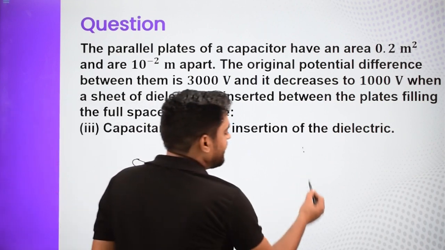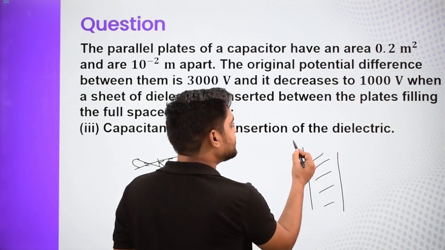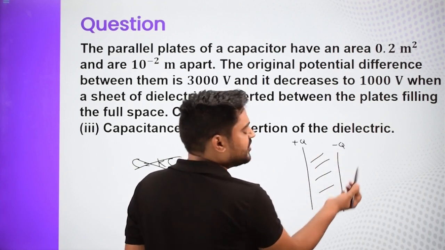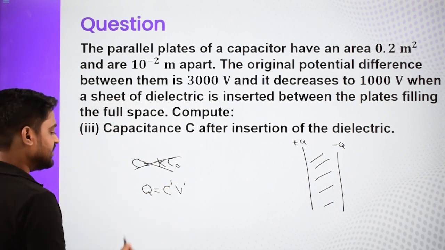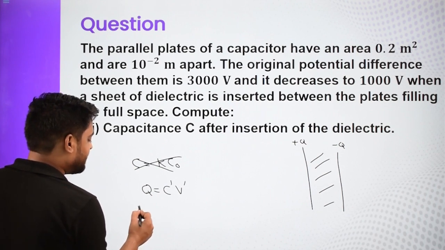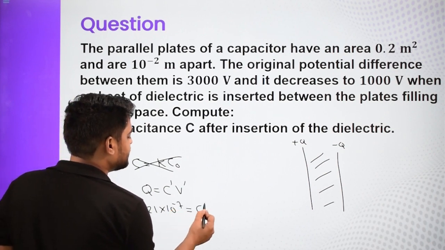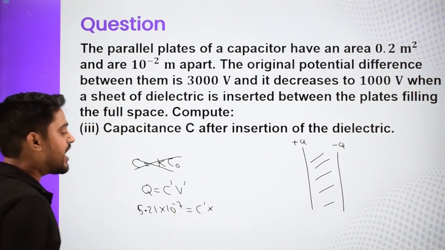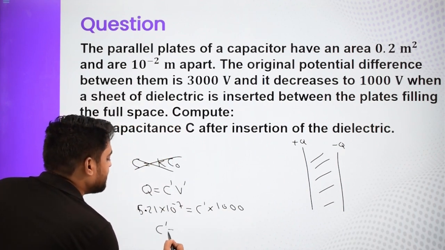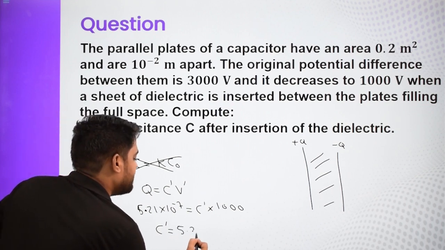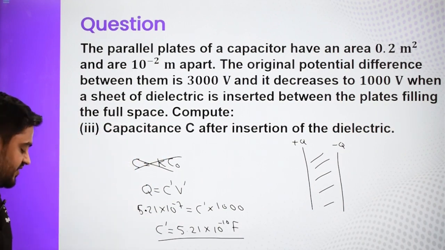But understand that when you have parallel plates and you insert a dielectric in between, the charge on each plate does not go anywhere. What changes is the capacitance and the voltage. So the charge still remains the same. So that will be 5.21 into 10 raised to power minus 7 is equal to C dash into V, which is nothing but 1000 volts, the new potential difference between the plates. And that gives me the new capacitance as 5.21 into 10 raised to power minus 10 farad. So this is the new capacitance of the capacitor.